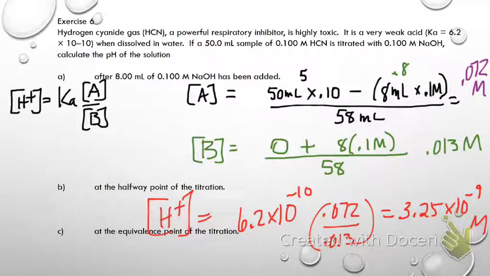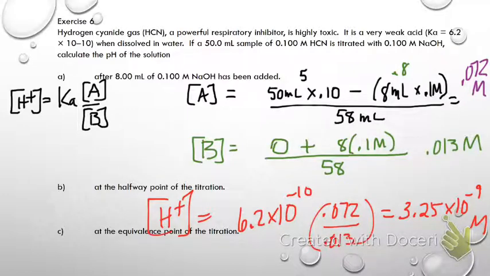Why is the concentration of hydrogen ions not just the concentration of HCN? Because it's a weak acid. You can only use the direct concentration of your acid as the hydrogen concentration when it's a strong acid.